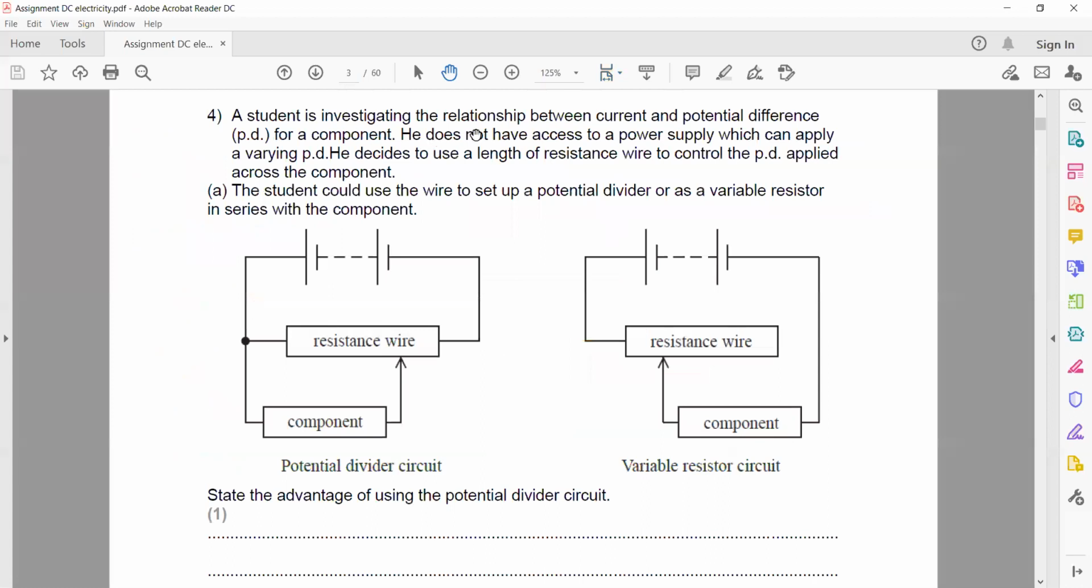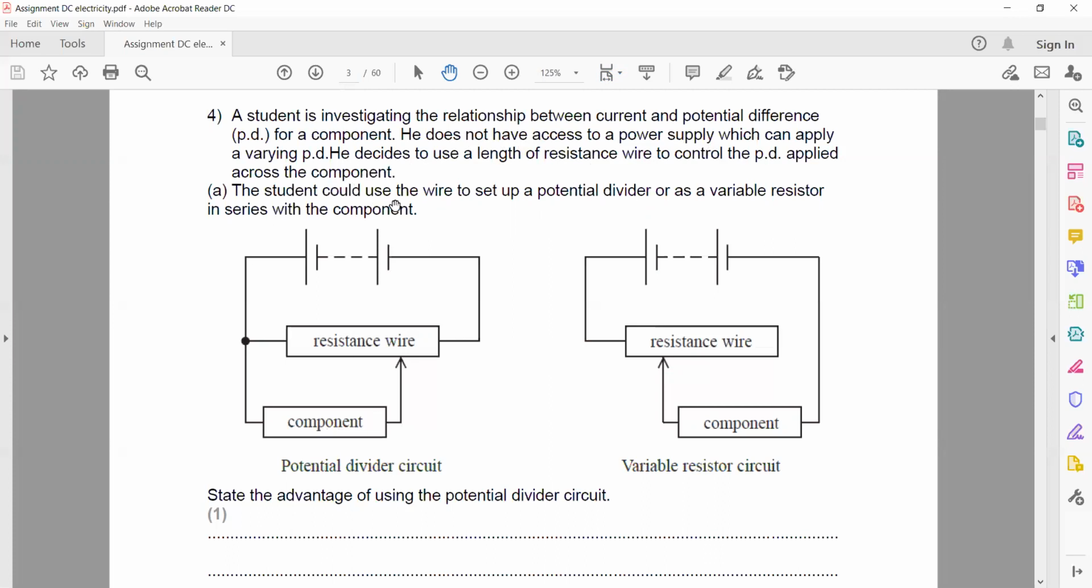A student is investigating a relation between the current and the potential for a component. He does not have access to a variable power supply. He decided to use a length of resistance wire to control the potential across the component.